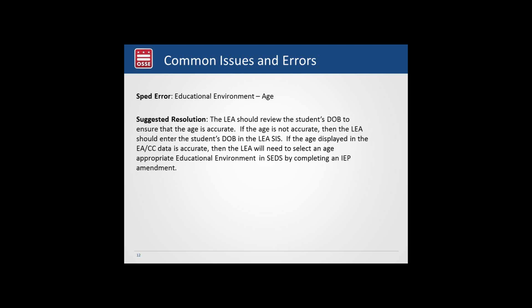The next one is educational environment age. The suggested resolution would be the LEA should review the student's date of birth to ensure that the age is accurate. If the age is not accurate, then you should enter the student's date of birth in your SIS. If the age displayed is accurate in the enrollment audit child count application, then the LEA will need to select an age-appropriate educational environment in SEDS by completing an IEP amendment. What you might also notice with this particular error is that the student may end up with a demographic conflict. So also be mindful of demographic conflicts when you're dealing with students' date of birth.